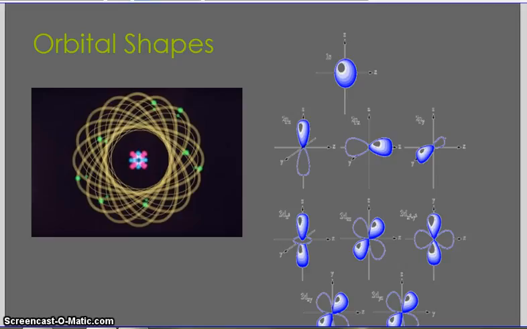Now remember we talked about these having kind of a cloud or a high probability area around the nucleus where they're likely to be. An s orbital is simply a sphere. So in a sphere that is a defined distance from the nucleus, the electrons tend to spend most of their time.